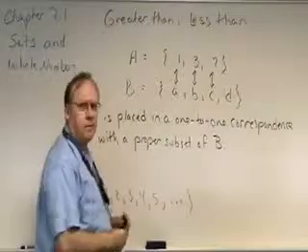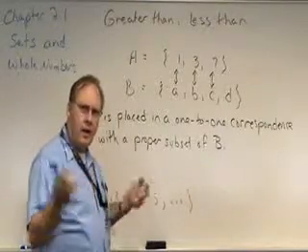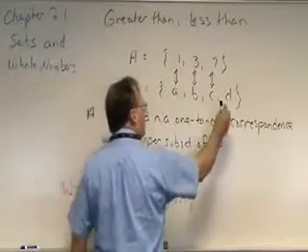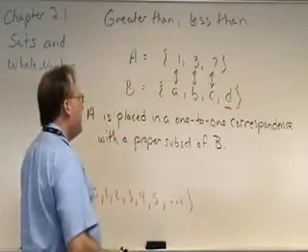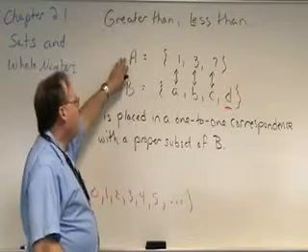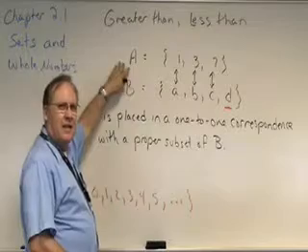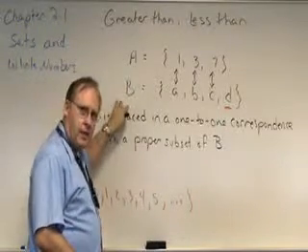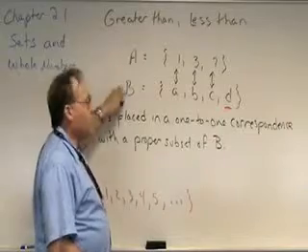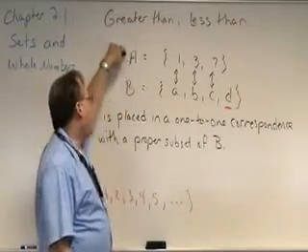Now, what does this mean? This means that B has something left over, doesn't it? B has something left over. This means that A is less than B, or not A is less than B, but the number in A is less than the number in B, or that the number in B is greater than the number in A.